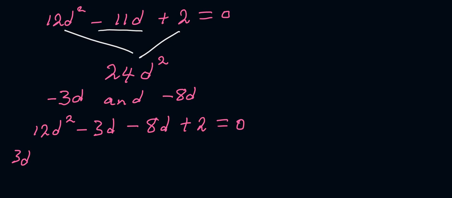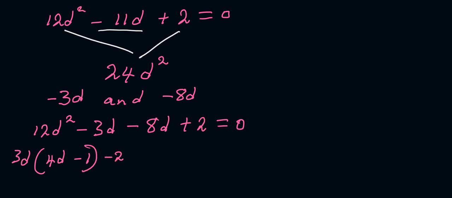So now let's divide 12d squared by 3d. That is going to give us 4d. And negative 3d divided by 3d will give us negative 1. Also, we are going to find the GCF of these remaining two numbers, negative 8d and plus 2. So the GCF of negative 8d and positive 2 will be negative 2.